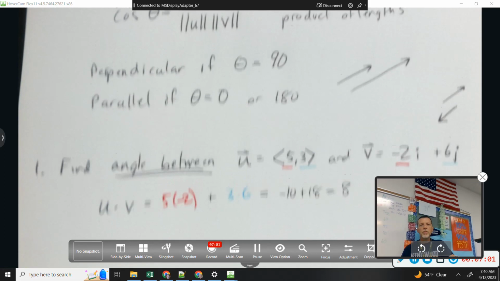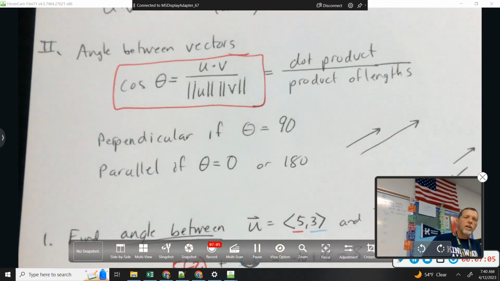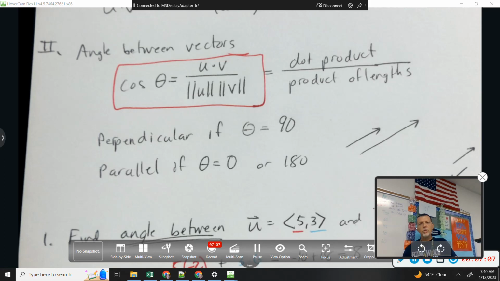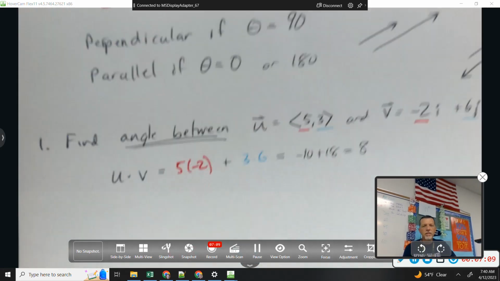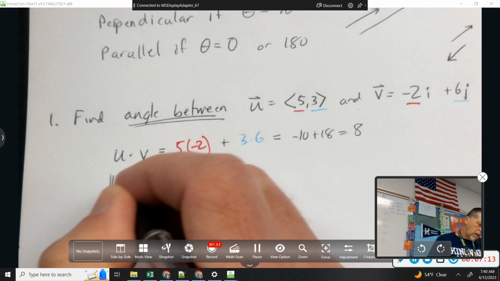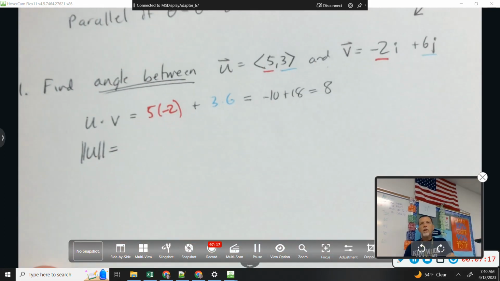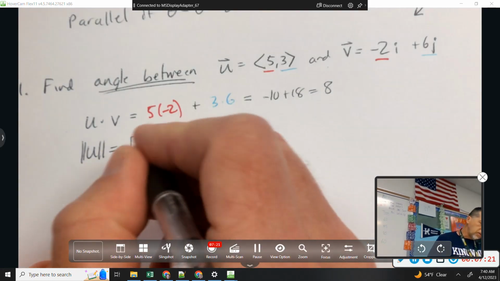I've got to kind of build the pieces. I should have boxed this. This is hugely important here. So I've got to find the pieces, and then I'll use that equation. So got the dot product. Now I need the length of U and the length of V. So length of U. Remember, it's the Pythagorean theorem. A squared plus B squared equals C squared.